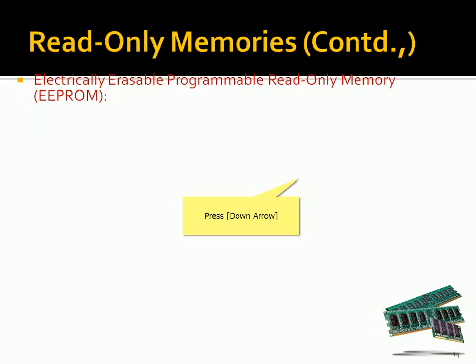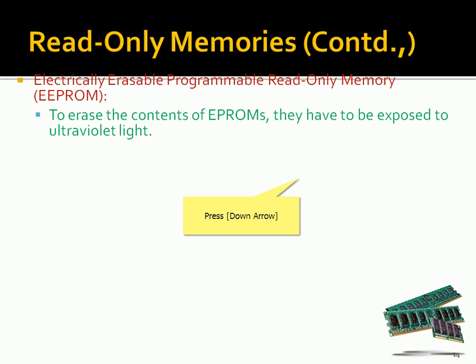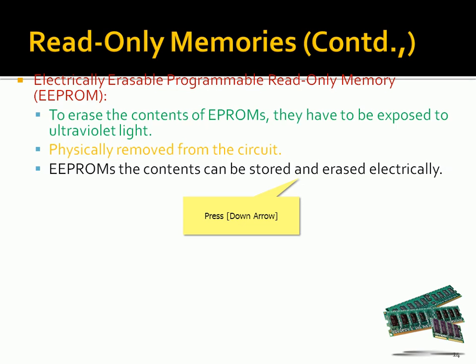So electrically erasable programmable read-only memory. Read-only memory, programmable read-only memory, erasable programmable read-only memory. Now electrically erasable programmable read-only memory, that is an EEPROM. To erase the contents of the EPROM, it has to be exposed to ultraviolet light, right? So that will help to delete the data. Physically removed from the circuit. In an EEPROM, the contents can be stored and erased electrically. So storing and erasing is electrically possible.